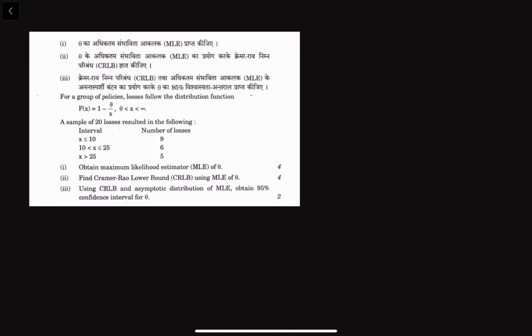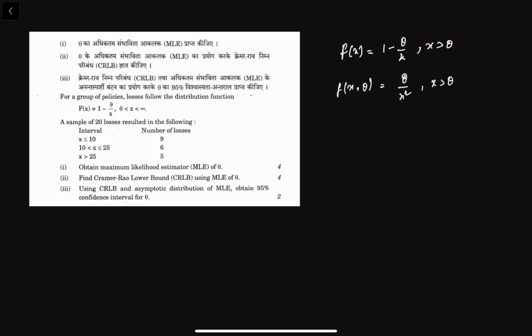Based on this sample, we need to obtain the maximum likelihood estimator, the Cramér-Rao lower bound using this MLE, and we also have to obtain a 95% confidence interval for this theta. First of all, if I consider this F(x), that is 1 - theta/x, where x is greater than theta, the corresponding density function for this model will be theta/x^2, where x is greater than theta.